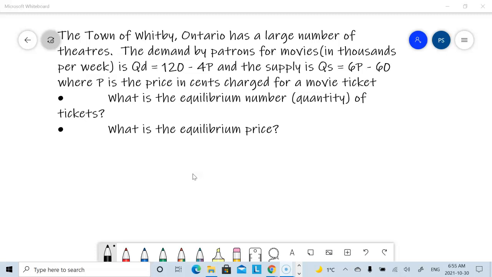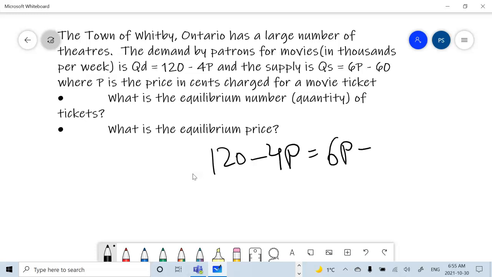To solve this problem, you need to equate QD, quantity demanded, to quantity supplied. So we do that here: 120 minus 4P equals 6P minus 60. The next step is to group all numbers on one side and all terms with the alphabet, in this case P, on the other side. We're going to group just the numbers first, not the ones with the alphabets.